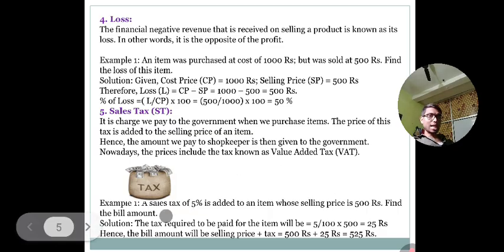Value added tax. Example: a sales tax of 5% is added to an item whose selling price is 500. Now this tax will be added, then this material will be sold in the market. Find the bill amount. What would be the total bill amount of this item? The tax required to be paid for the item will be 5 upon 100 multiplied by 500, where 500 is the price.